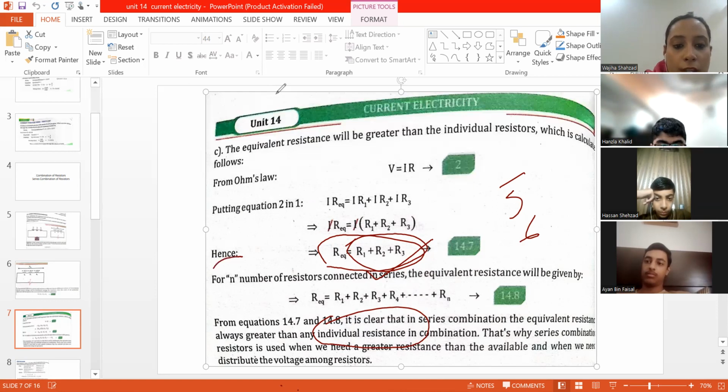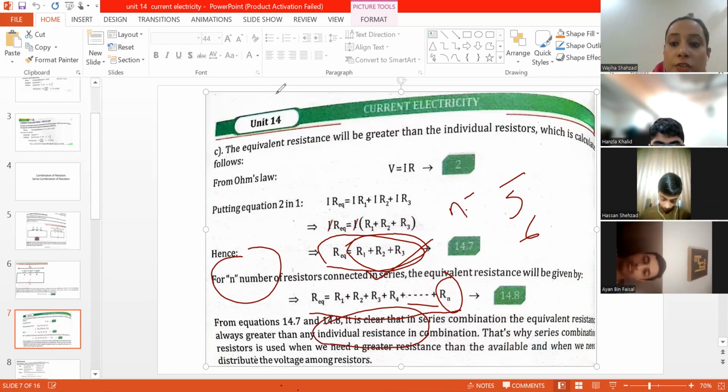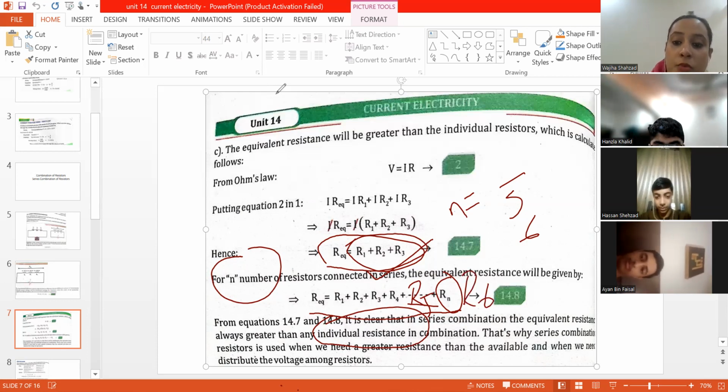If we have n number of resistors connected in series, the equation will be R equivalent is equal to R1 plus R2 plus R3 plus so on plus Rn. So we put the value of n depending on how many resistances are connected in the series. If n is 5, it means we add R4 plus R5. If n is 6, we can take R6. If n is 7, we can take the resistors up to R7. So it depends upon the value of n, that is, how many resistors we have to connect in the series.